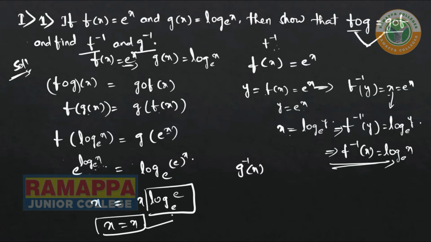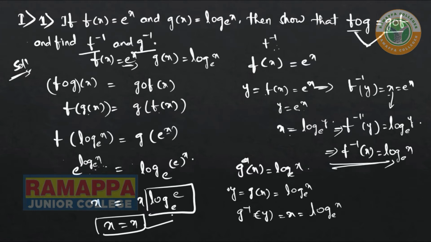So g of x is equal to log e base e of x, which is given already in the question. I am writing it as y is equal to g of x, which is log e x. If I take the inverse, it will become g inverse of y is equal to x is equal to log e x here.